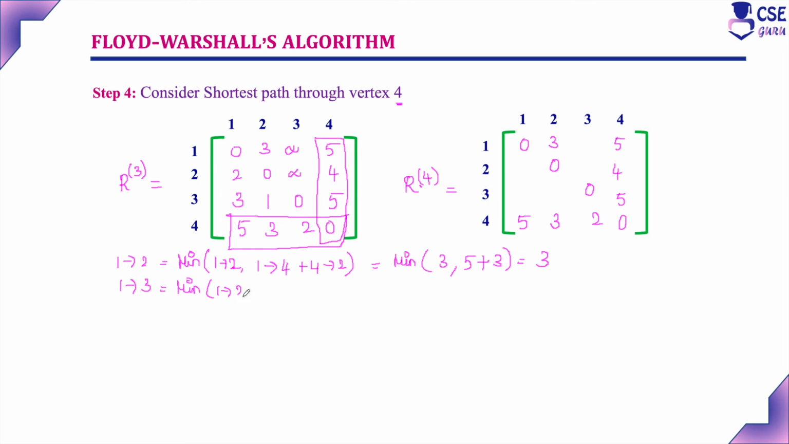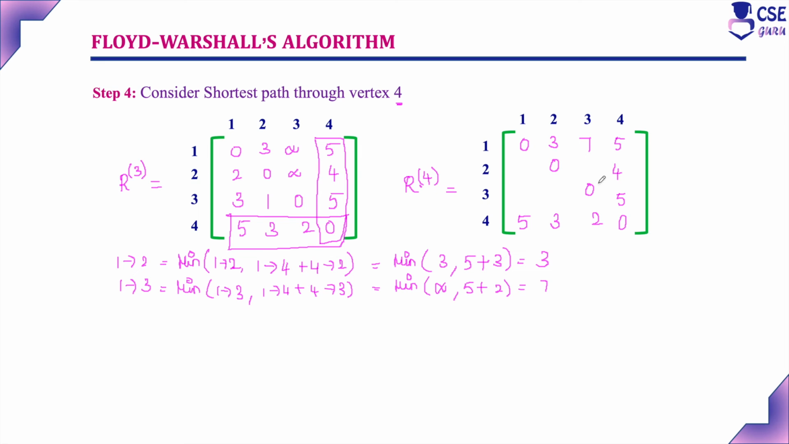Next is 1 to 3. Minimum of 1 to 3, comma, through the vertex 4. So 1 to 4 plus 4 to 3. So 1 to 3, already the distance is infinite. And 1 to 4, if you are considering, it is 5, plus 4 to 3, it is 2. So we will get it as 7. So the shortest distance from 1 to 3 is 7.